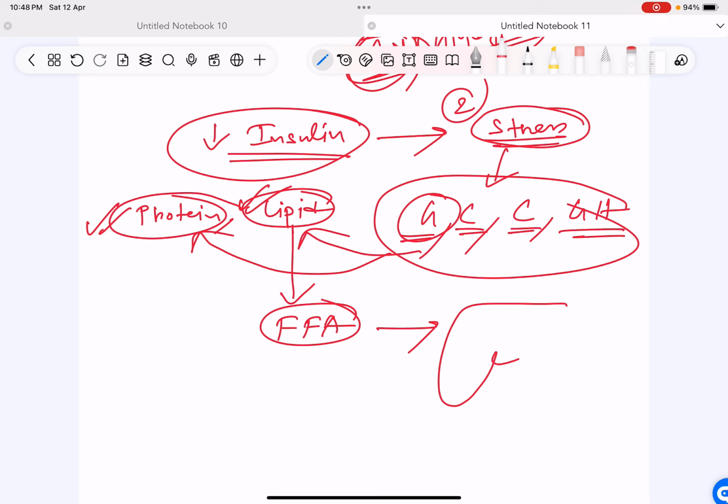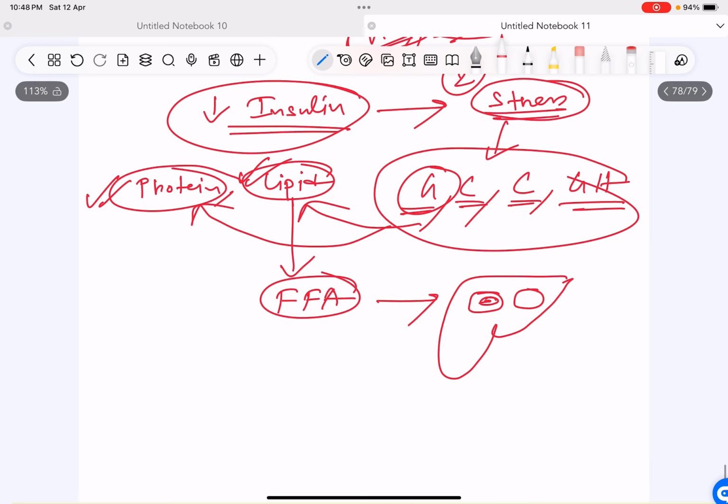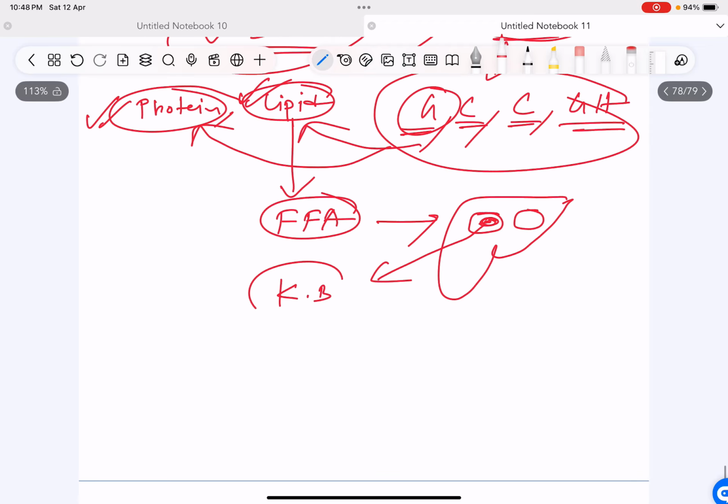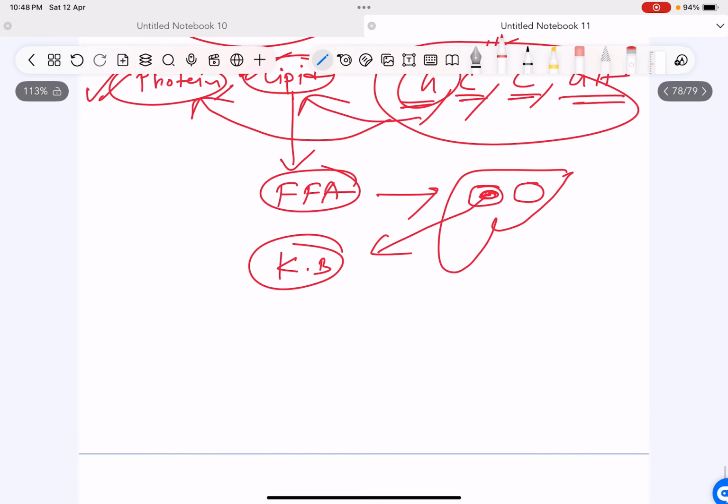Now these free fatty acids go into the liver. In the liver, there are hepatocytes. Inside the hepatocyte there is mitochondria. Inside the mitochondria of the hepatocyte, this free fatty acid will get converted into ketone body. Where does ketone body formation take place? It takes place inside the mitochondria of hepatocytes. This is the site of ketone body formation.